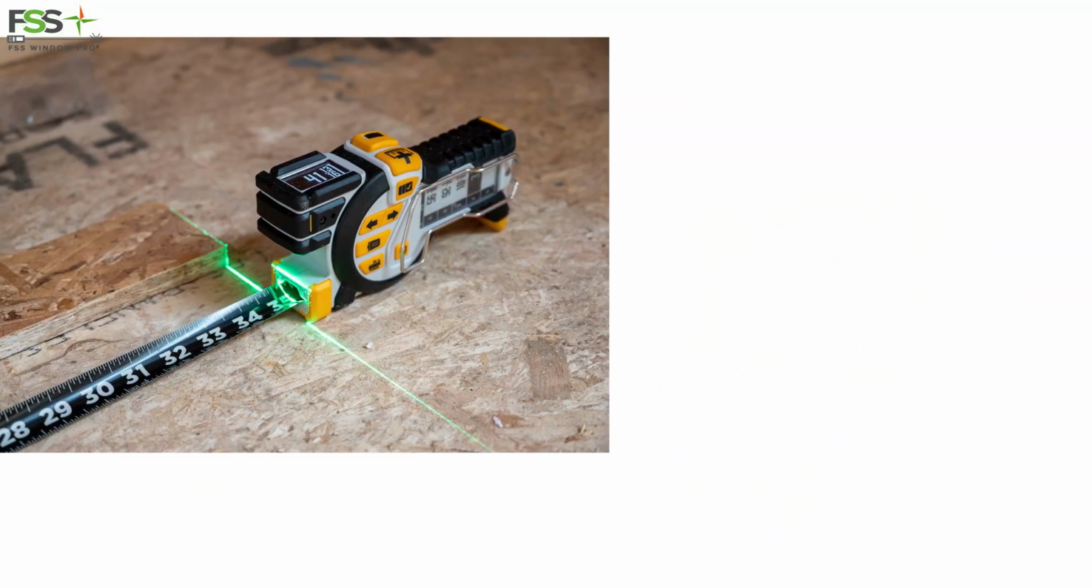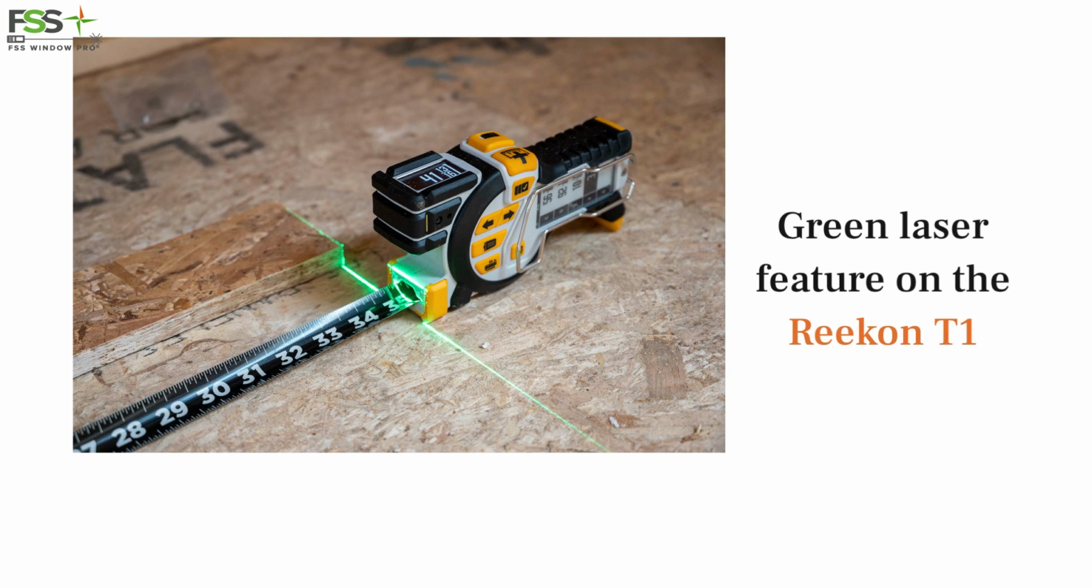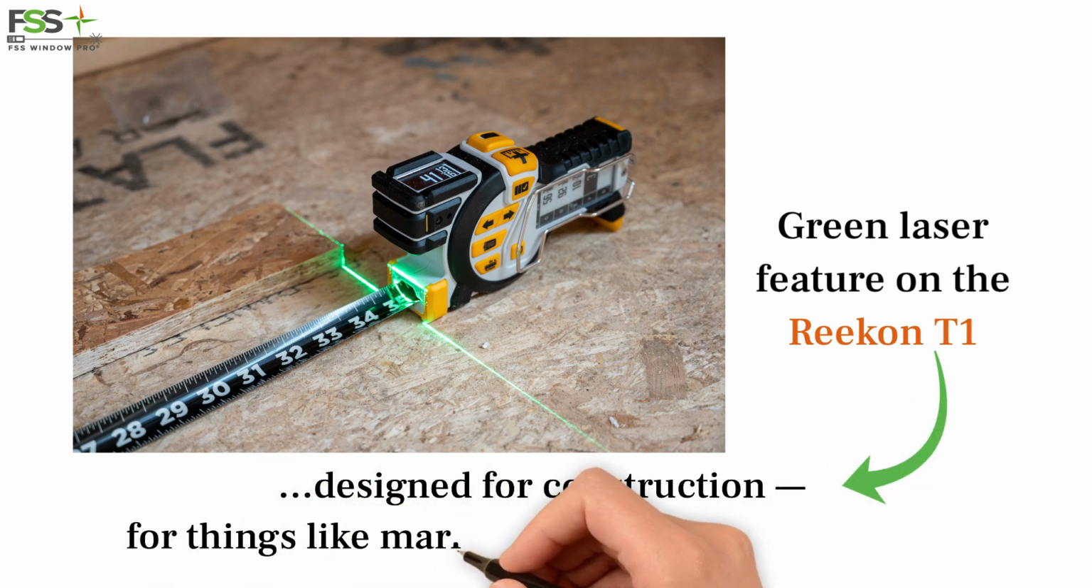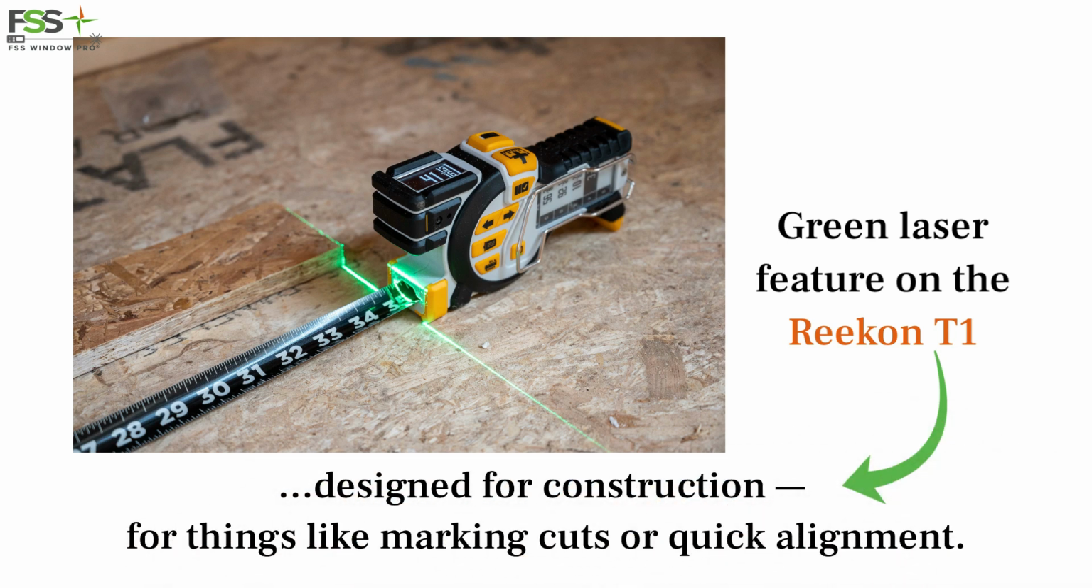This is where the green laser feature on the Reekon T1 becomes really useful. Originally, that laser was designed for construction, for things like marking cuts or quick alignment. But in our world, it becomes a great visualization tool.